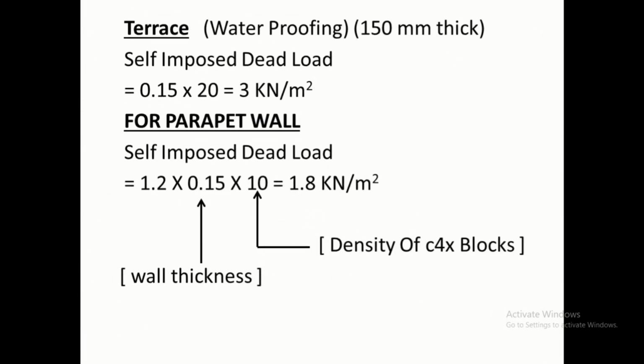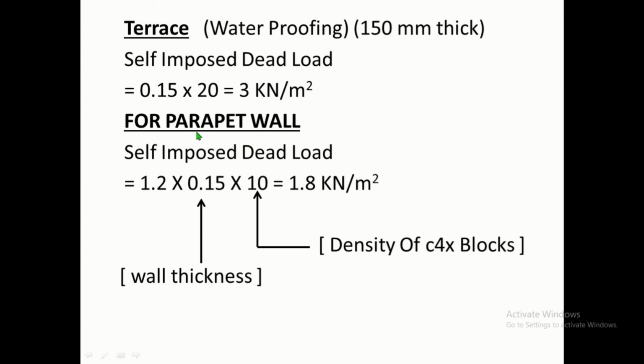For terrace we provide waterproofing, since water comes in contact. We provide small tiles, and the waterproofing on the terrace is generally 150 mm thick. Therefore the self-imposed dead load is equal to 0.15 into 20, which is 3 kilonewton per meter square, where 20 kilonewton per meter cube is the density and 0.15 is the thickness of the waterproofing we provided.